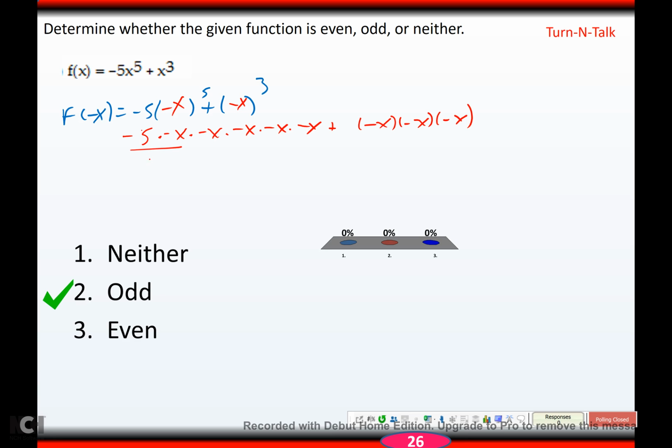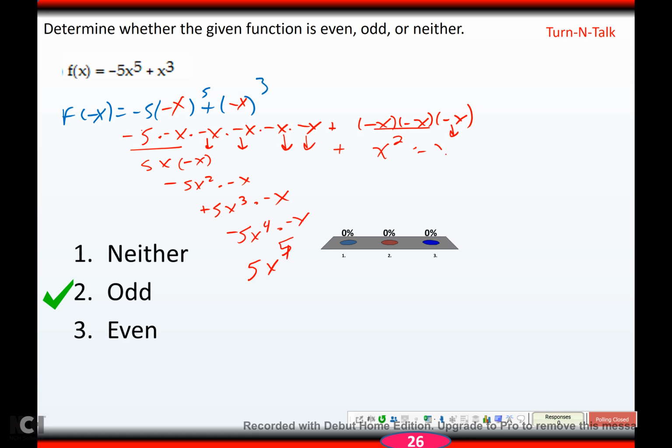So, a couple at a time, this is going to be positive 5x times -x is going to be -5x squared times -x is going to be positive 5x cubed. Bring down times -x is going to be -5x to the 4th times -x is going to be a positive 5x to the 5th. Okay? Plus -x times -x is x squared times this -x is -x cubed. Alright?